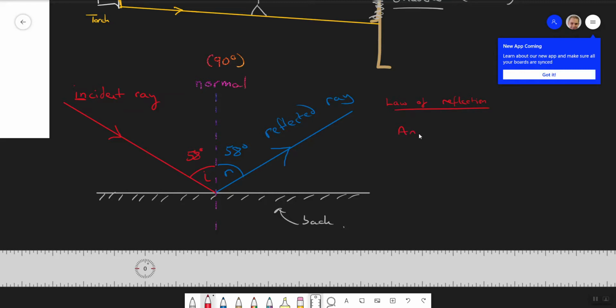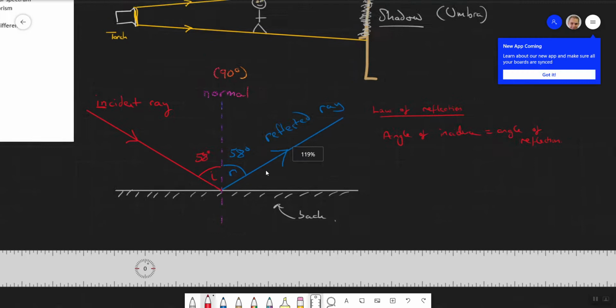So the law of reflection: the angle of incidence equals the angle of reflection. And that's the reflection. Okay.